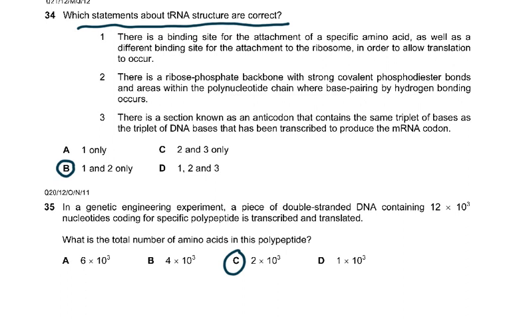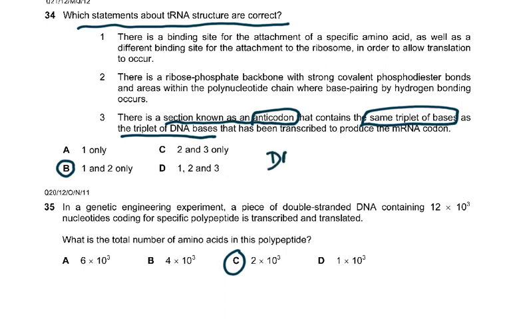So we have to understand that something is wrong in one of these statements. The answer options were 1 only, 2 and 3, 1 and 2, and 1, 2 and 3. Which one is correct? Of course, why is the answer B? Why is 3 wrong? There is a section known as an anticodon that contains the same triplet of bases as the triplet of DNA bases that had been transcribed to produce mRNA.